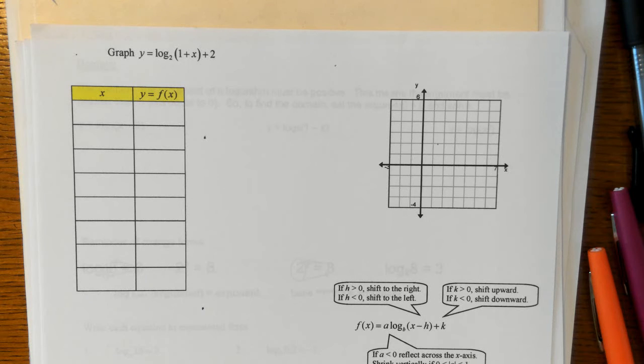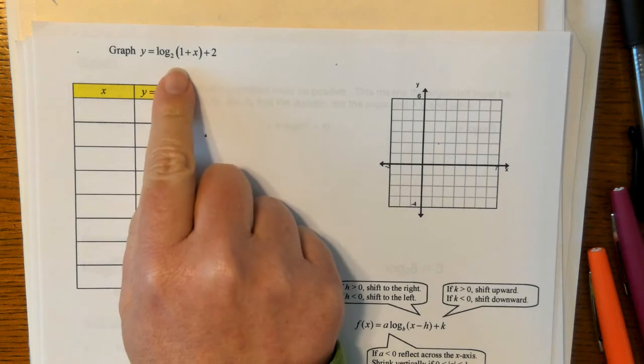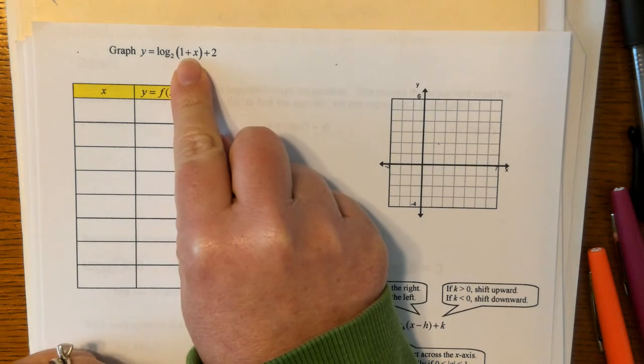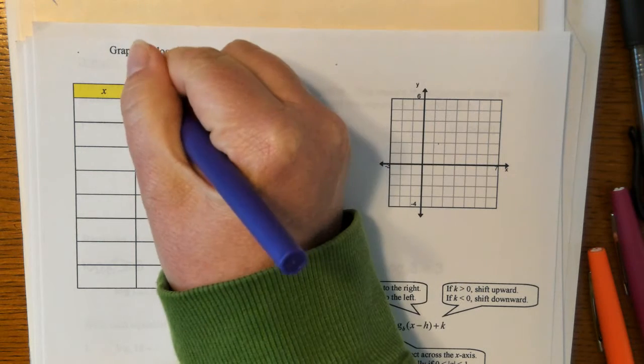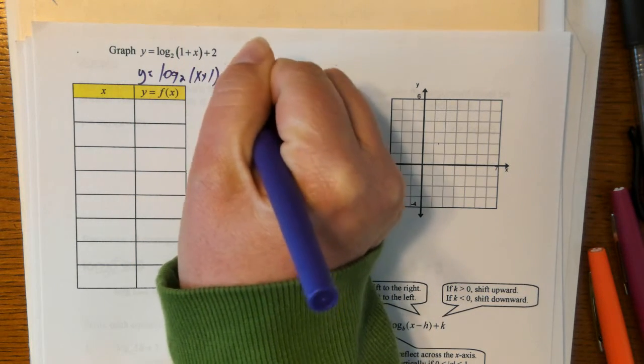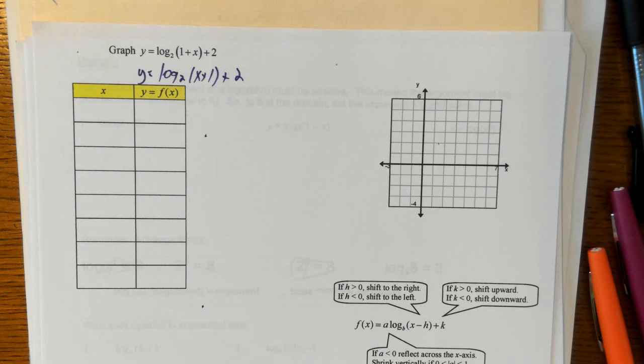So let's look at maybe a couple more transformations. Notice this one has more than one transformation going on. You might even prefer to switch that x and the 1, if you wanted to call it log base 2 of x plus 1 plus 2. Hopefully you kind of recognize what will happen here.